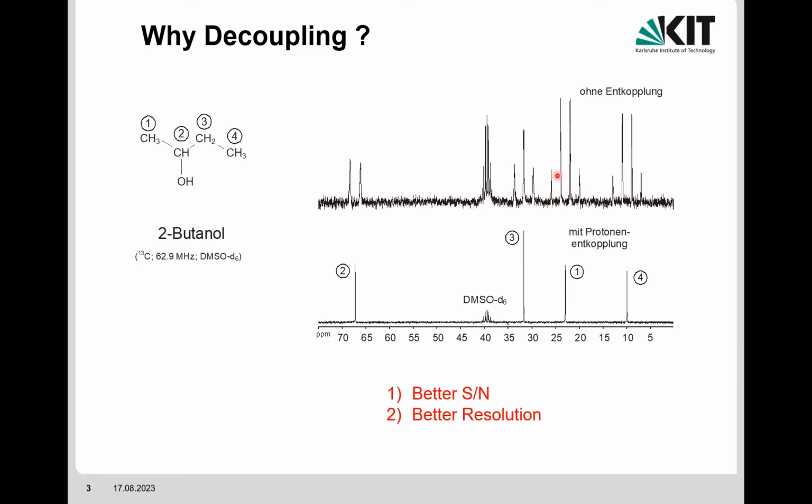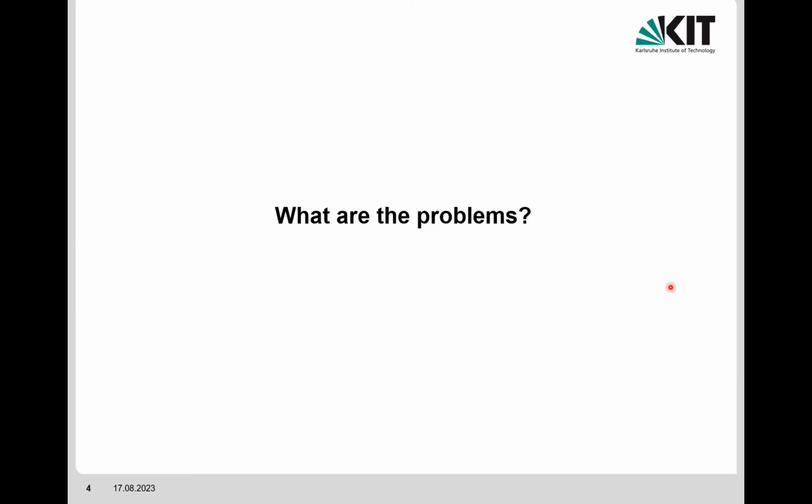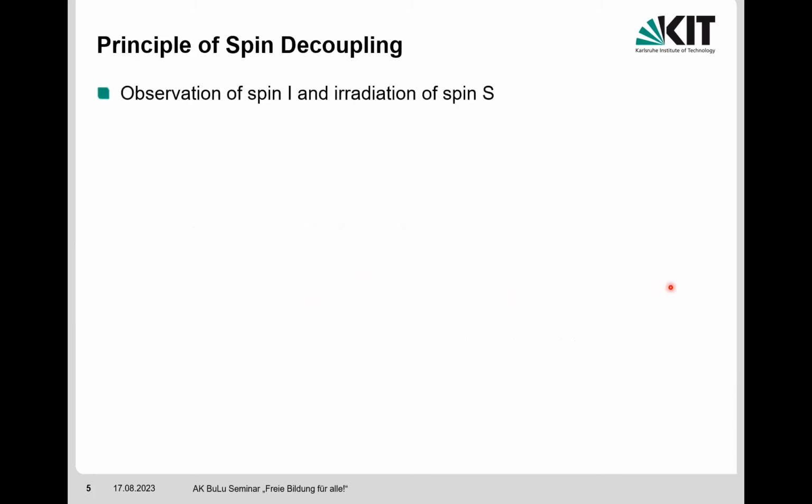But the lines are broadened by the many heteronuclear couplings that each spin experiences. And when we decouple, it's the same molecule shown down here, a decoupled spectrum, then it's much easier to interpret in terms of chemical shifts, and the signal to noise is enhanced dramatically. So what are the problems that we have to deal with?